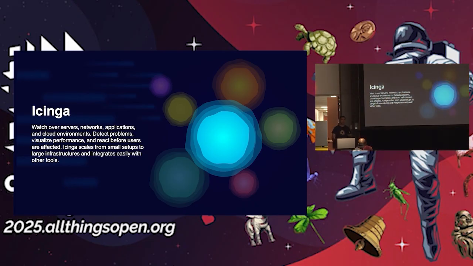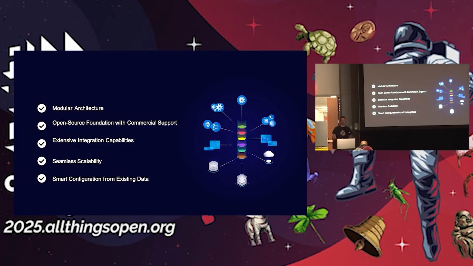Icinga itself, if you have never heard of it, is a monitoring solution that detects the availability of your IT infrastructure components. It detects if your network devices are up and running, if your applications are responsive, if your databases are fast enough. So it's a very universal tool with a modular architecture. And I will get back to that later to introduce you to how it works internally. Icinga is an open source tool. Of course, I wouldn't be here otherwise. And it has plenty of different integrations.